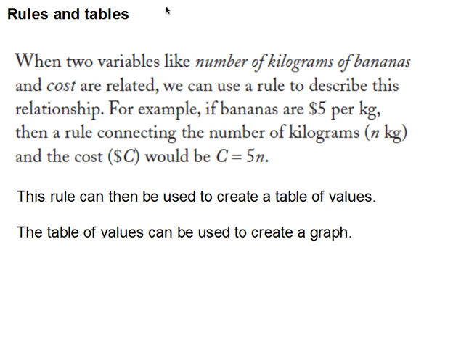So first of all, whenever two variables are related, we can use a rule to describe the relationship. We're using the example here of number of kilograms of bananas and cost. If bananas are $5 a kilo, then a rule connecting the number of kilos, which we're going to call N, and the cost, which we're going to call C, would be C equals 5N. The cost equals 5 times the number of kilos that you buy.